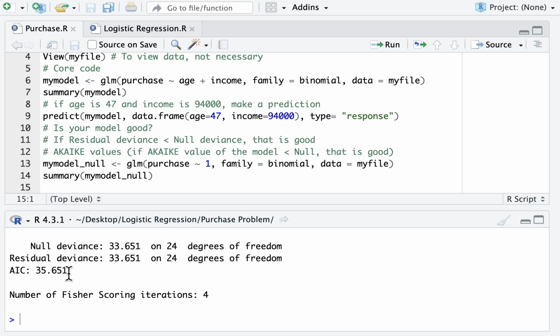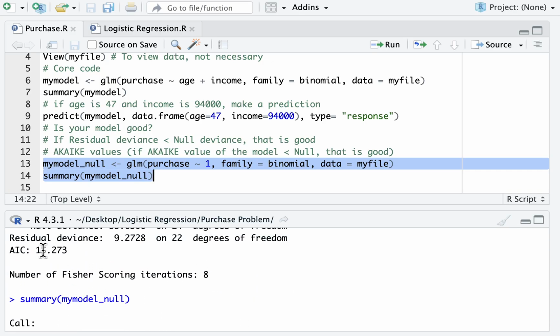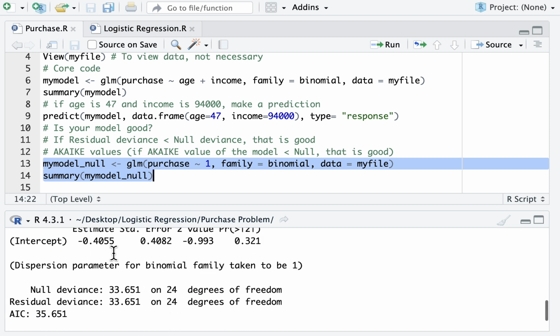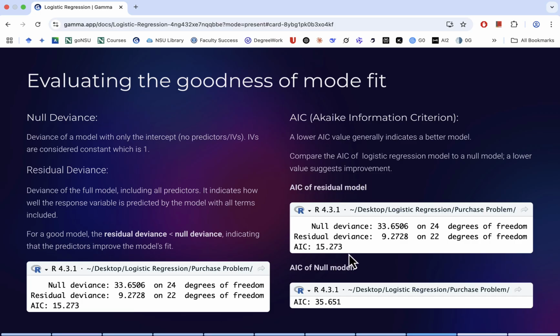an AIC value of 35.65. So this is our null model, because in this model predictors have been replaced by a constant, which is 1. AIC value of our null model is 35.65, whereas AIC value of our residual model was 15.27. AIC value of our residual model is less than the AIC value of the null model. AIC of the residual model is 15.273 and AIC of the null model is 35.651. This implies that according to this criterion, AIC, this is a good model.